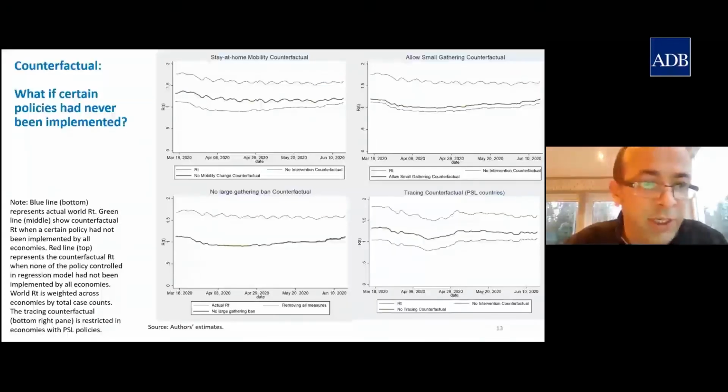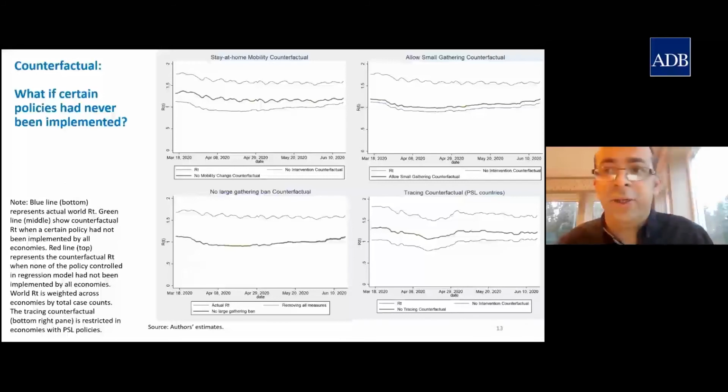We also do a simulation exercise of what would have happened if the measures were not taken. So if the adopted measures were not adopted, we also find some similar patterns, as you might expect. Staying home had a substantial effect. The reproductive rate would have been much larger. Not having contact tracing in the context of paid sick leave, there would have been a much larger reproductive rate.